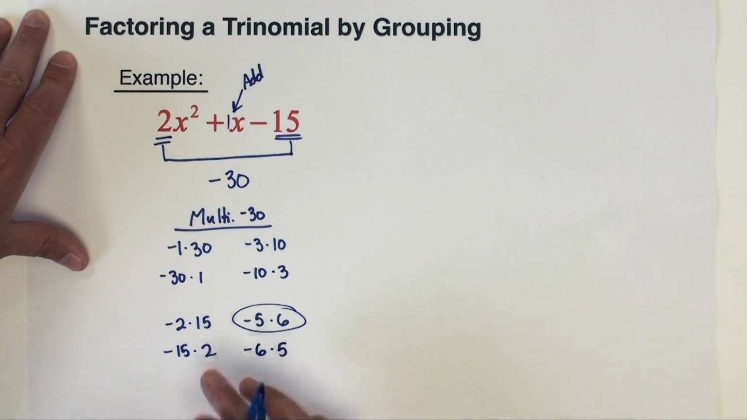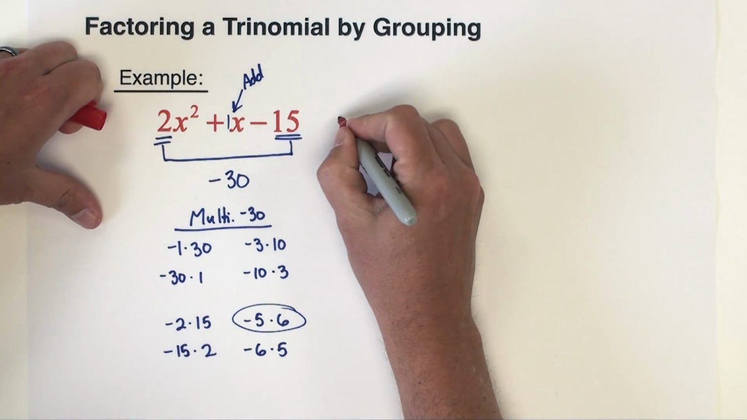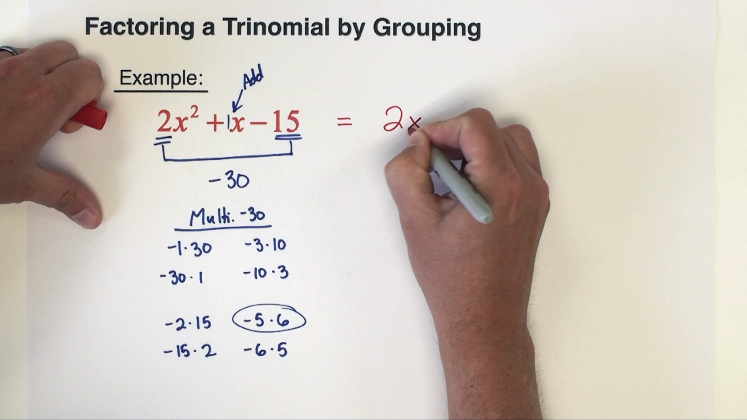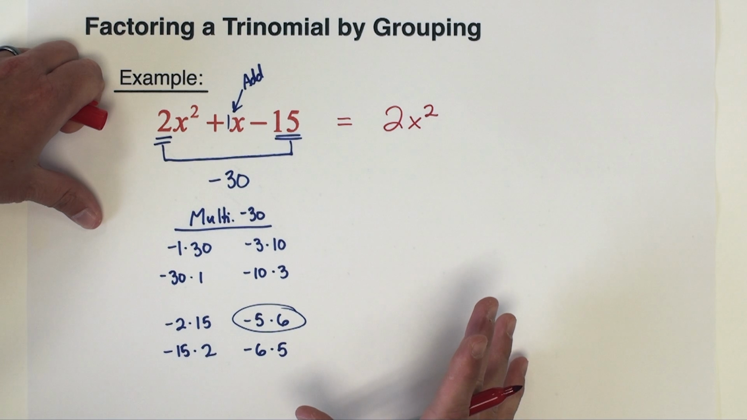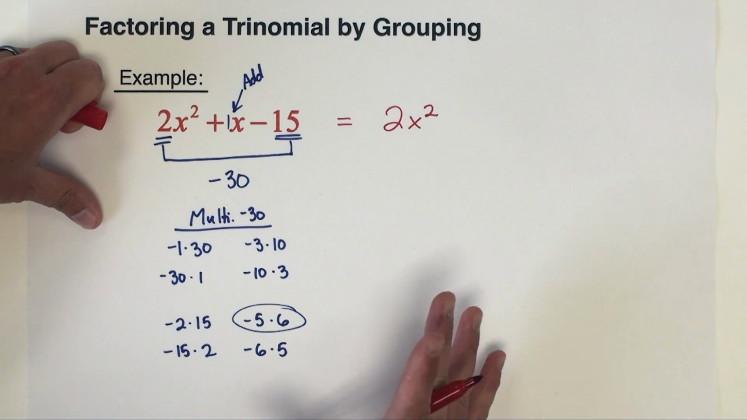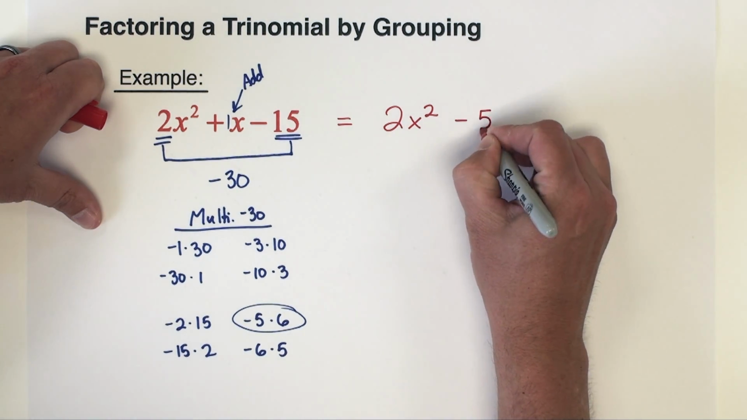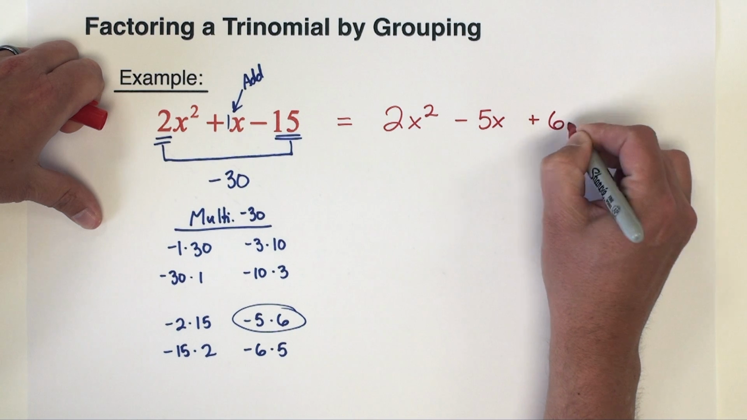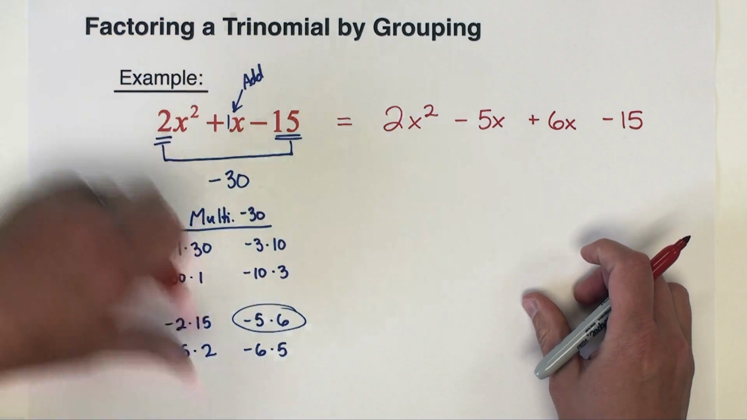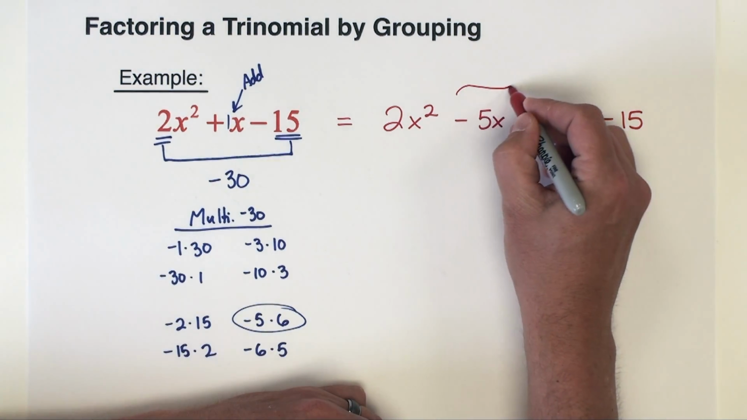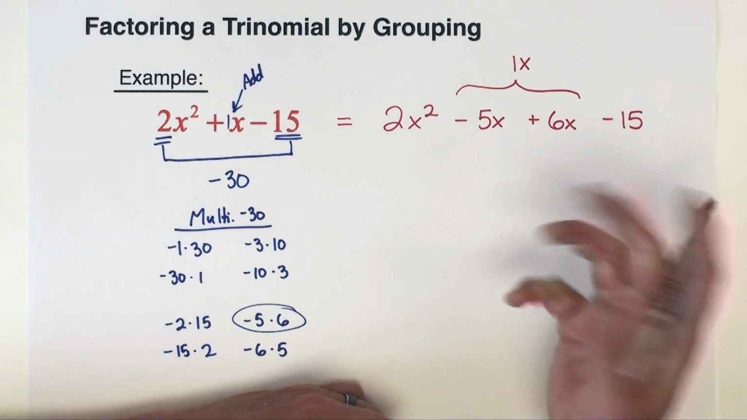So what I'm going to do is rewrite the 1x using these two numbers right here. And the order that you use them doesn't matter. That's up to you. So you can just take them in the order that I wrote them there, it's fine. So I can do minus 5x plus 6x, and then keep that minus 15. So all I've done is rewrite the 1x that we had into this sum, okay?